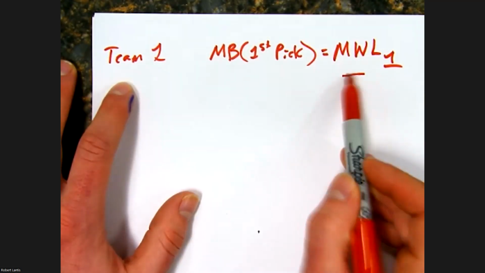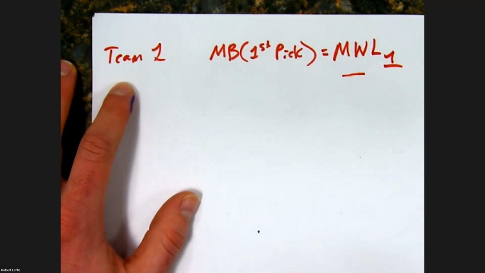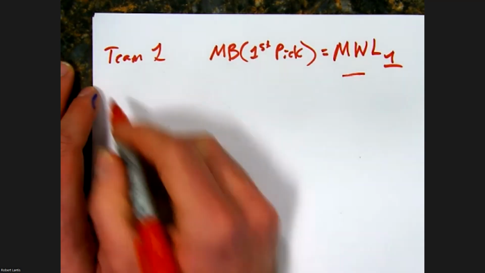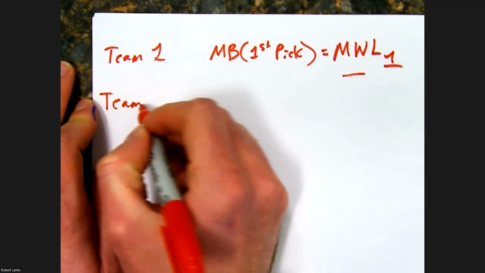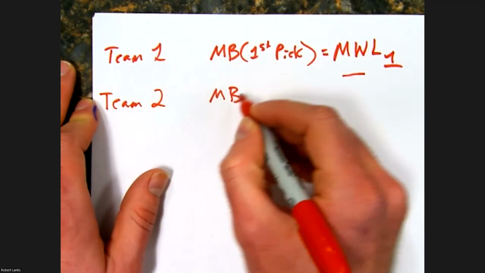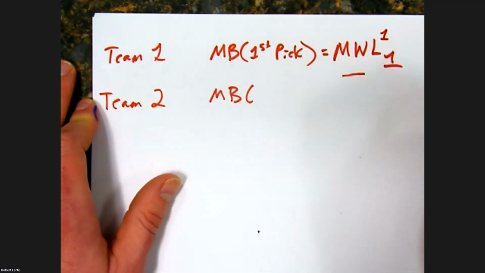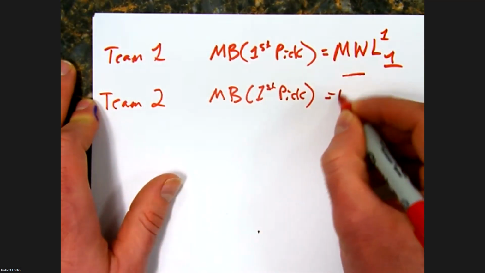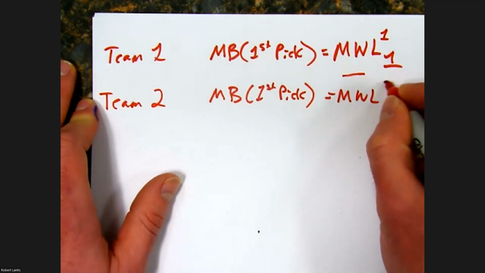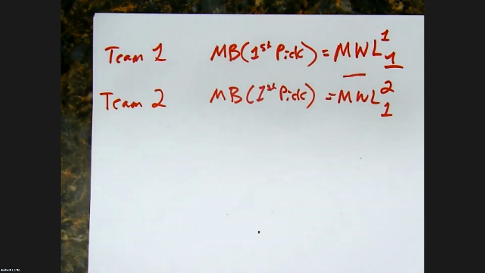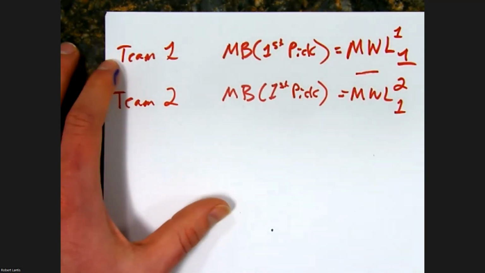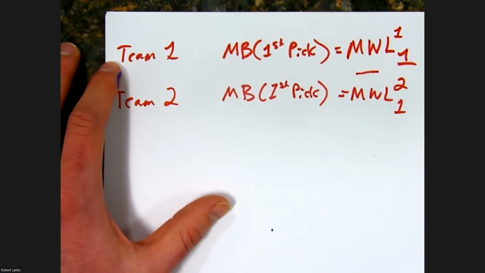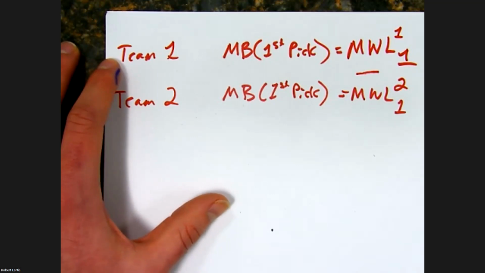So team one is going to have some evaluation of this, right? And let's say we've got team two. Here we'll do team one for the first draft pick, and then we'll do team two for the top draft pick. Remember, team one, we said, had a high quality quarterback. So we're assuming that the position that can add the highest number of additional wins, for the sake of this example, is quarterback, right?